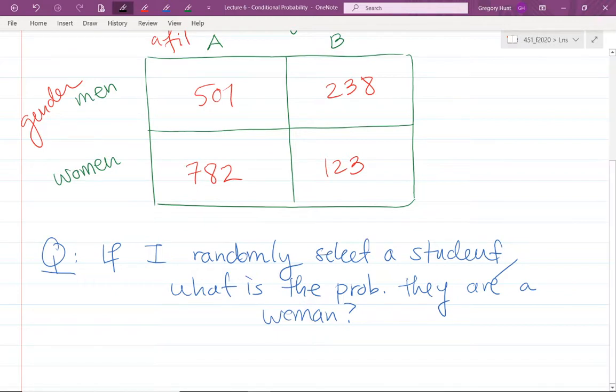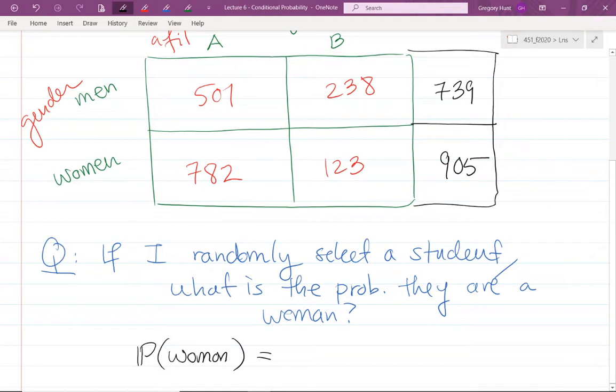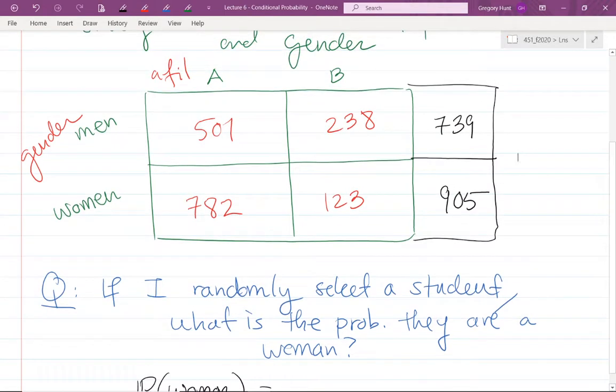So we could write this in some kind of faux notation. What's the probability of a woman? Assuming my survey is representative and I randomly select a student, we can fill in some totals. How many men are there total in the survey? 739. And how many women are there? Do the math, and that's 905. So we can fill in what is called a margin of our table.